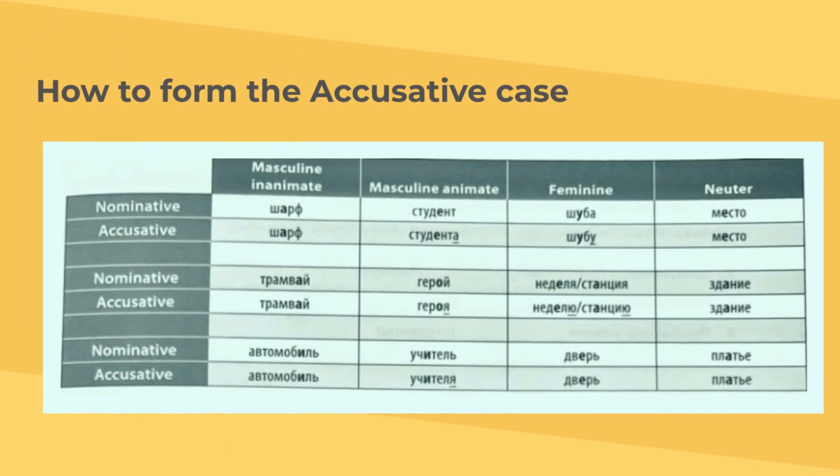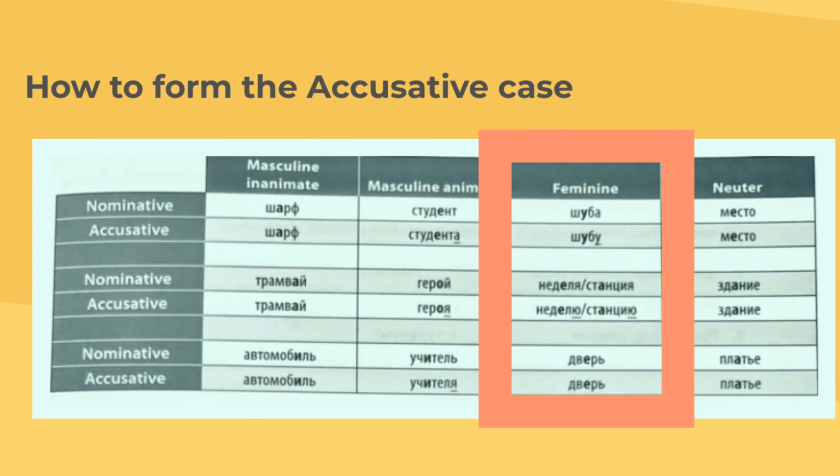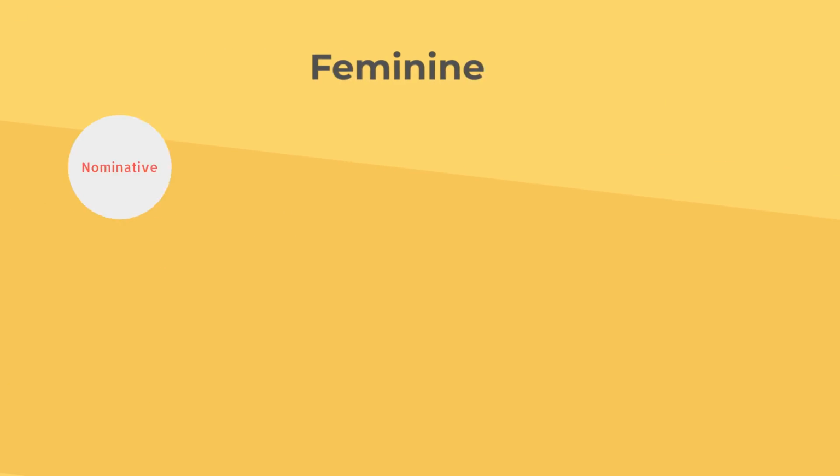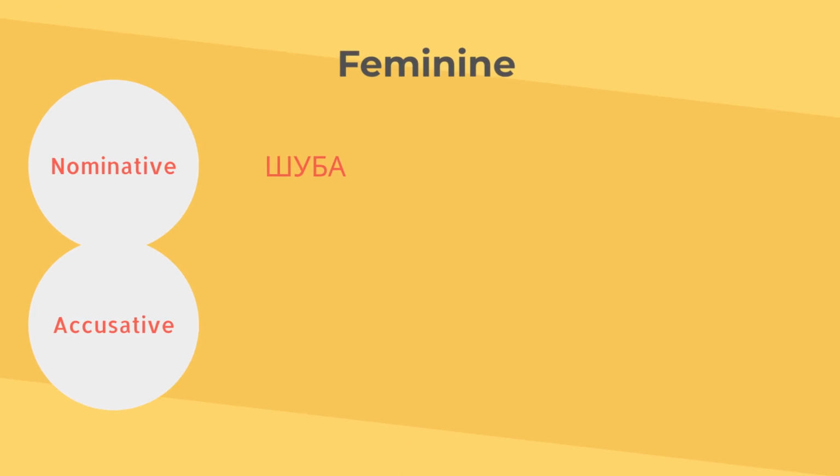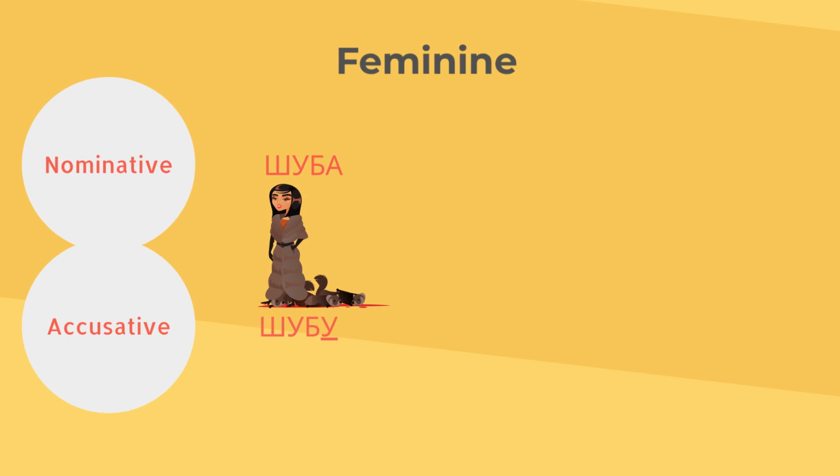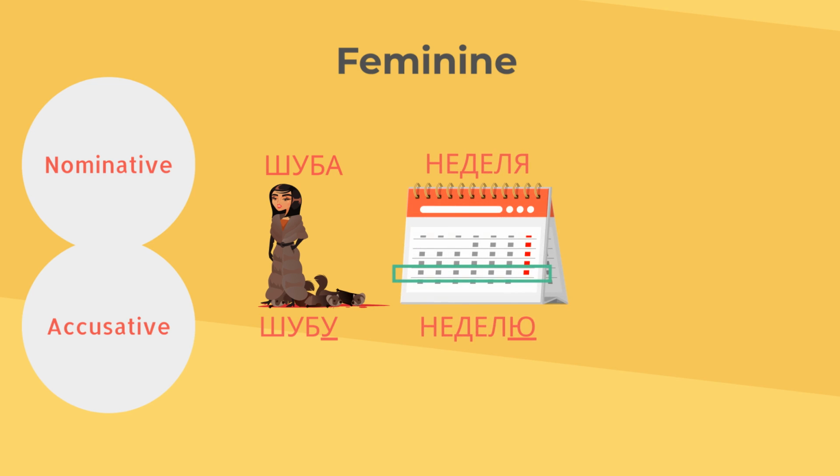Now let's sum up how we form accusative feminine. Шуба, шубу. Неделя, неделю. Дверь, дверь. We changed "а" to "у" and "я" to "ю." But for the words which end in a soft sign, there's no change.